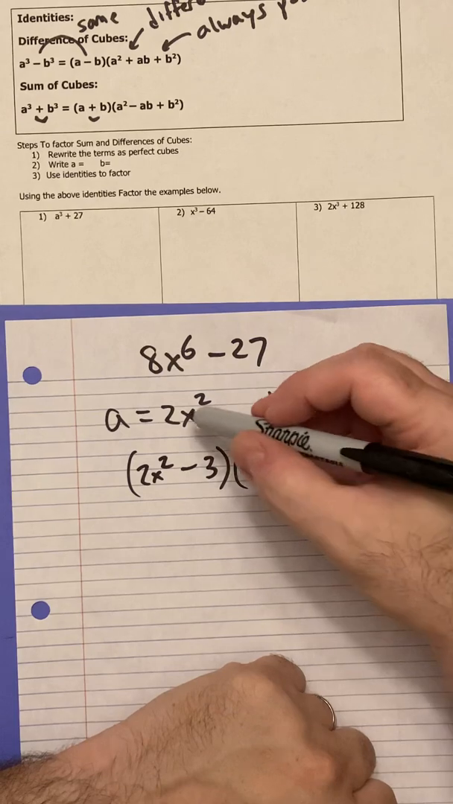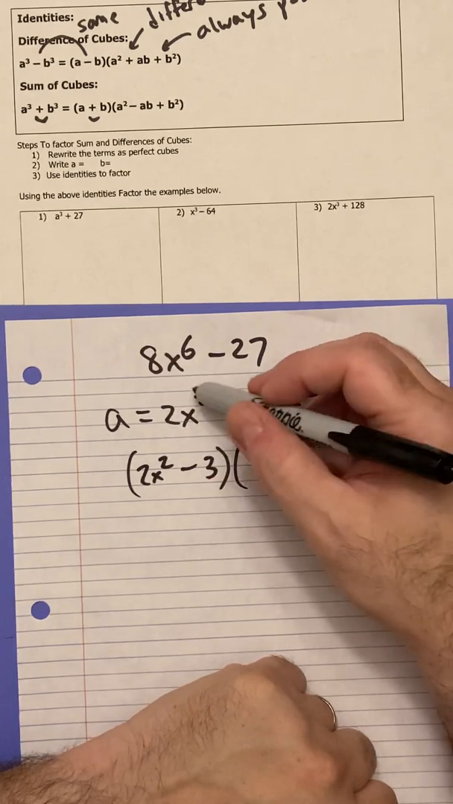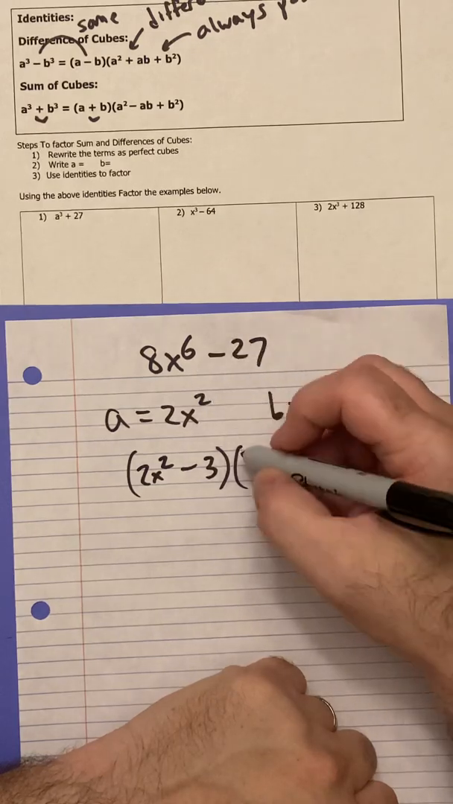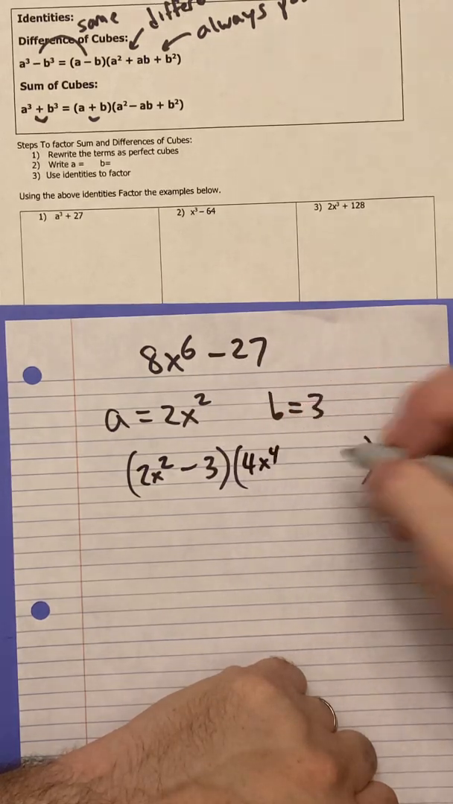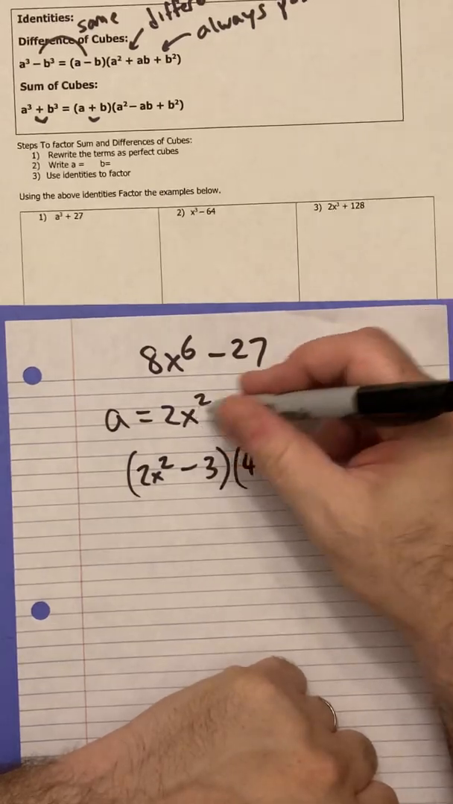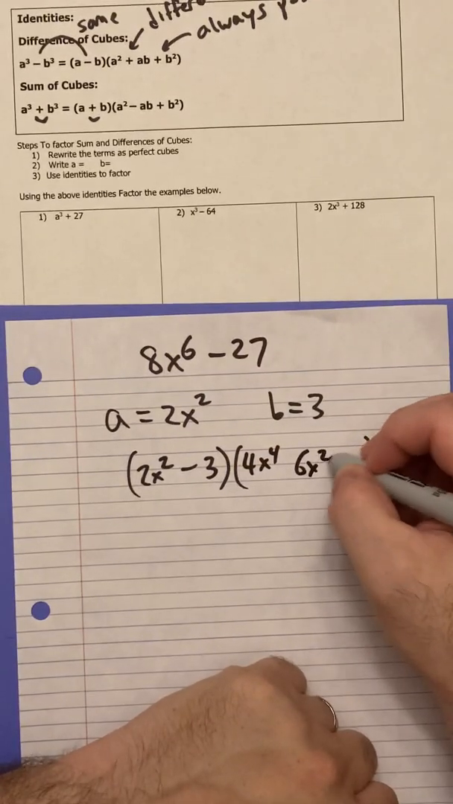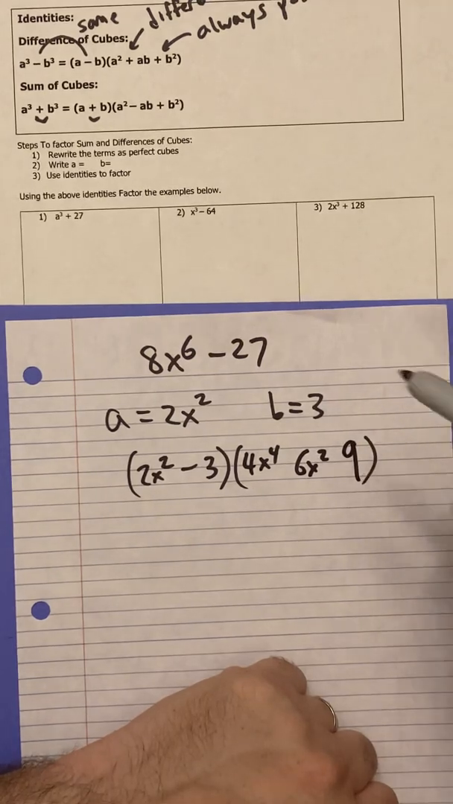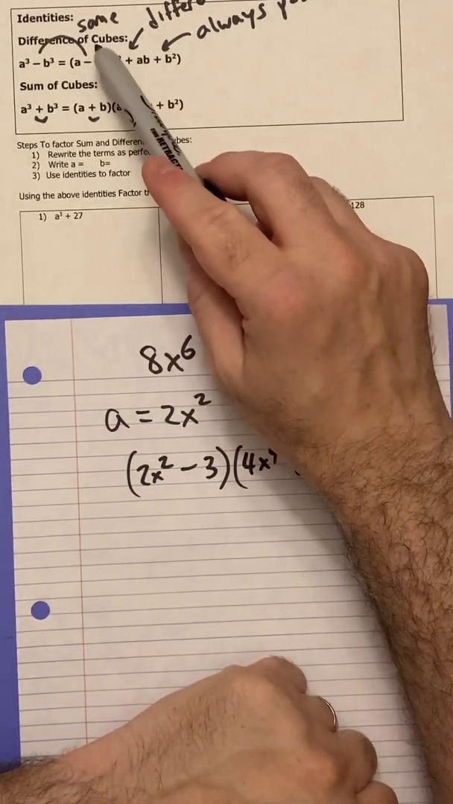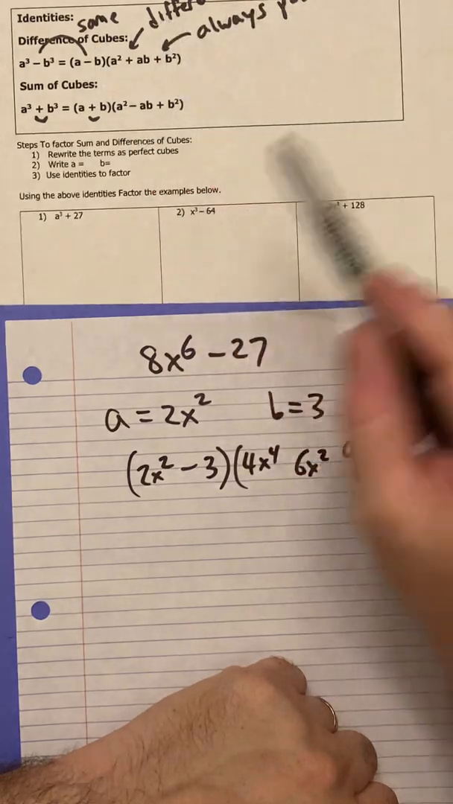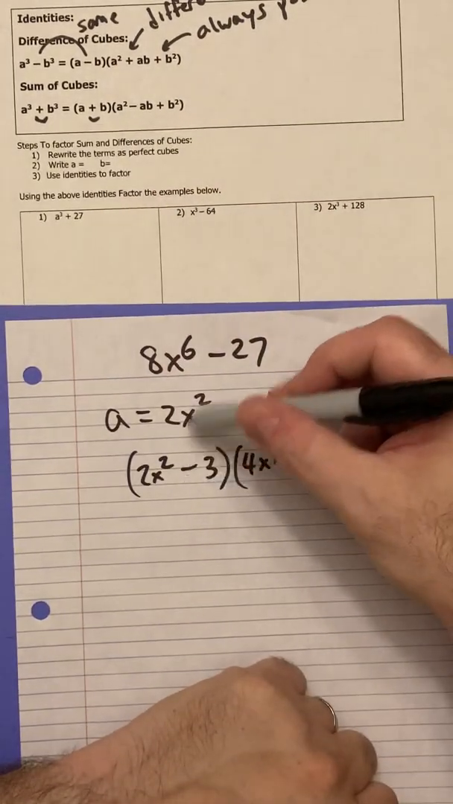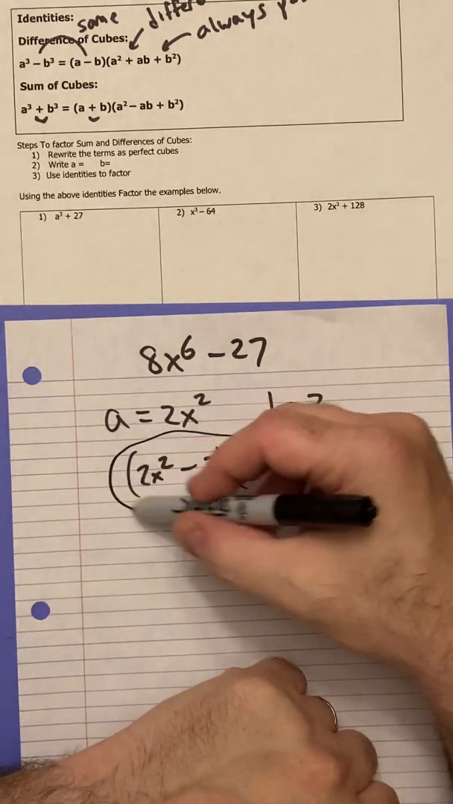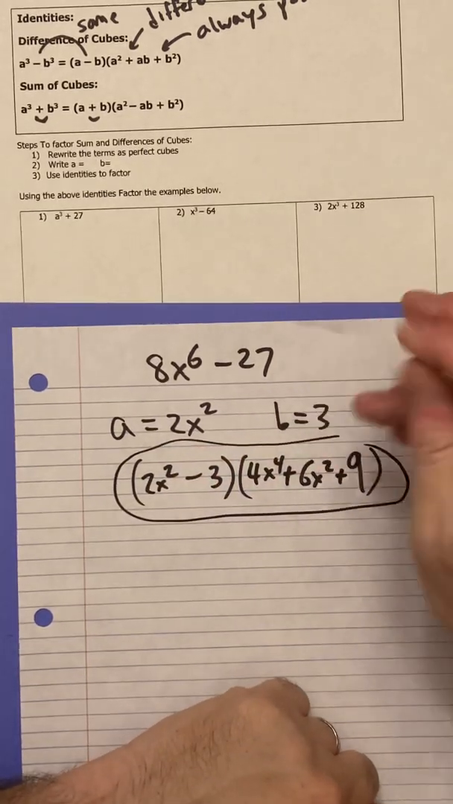Now, trinomial. A squared. So we're going to have to square that whole thing. Well, if we take 2x squared and multiply it by 2x squared, we get 4x to the 4th. Next term, we multiply these together. We're going to get 6x squared. And finally, this term squared, 3 squared is 9. Let's check the formula, the procedure. Same, different, always positive. That's it. We've just factored this problem.